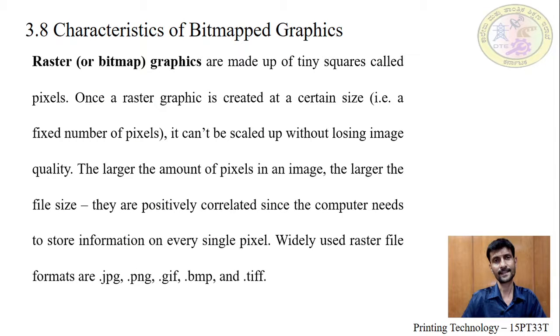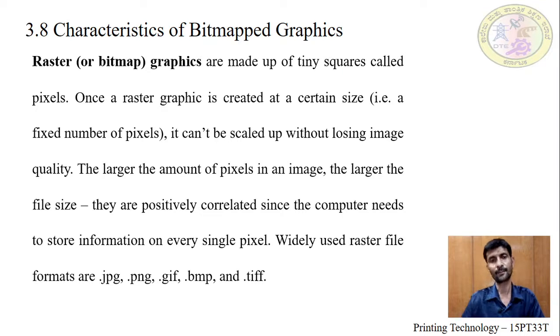Then let us see the characteristics of bitmap graphics. We have already discussed that it is made up of tiny squares of bits called pixels. Once a raster graphic is created in a certain size, it cannot be scaled up without losing its resolution or the quality of the image. Up to a certain level it can be expanded, but beyond the limit, there is a loss of image resolution and it becomes blurred.